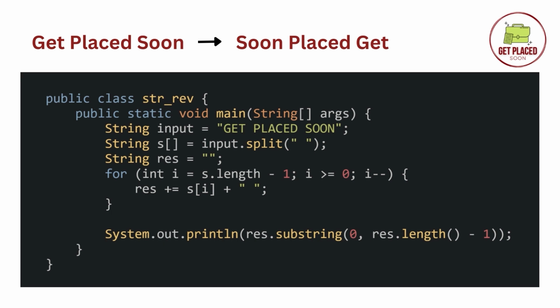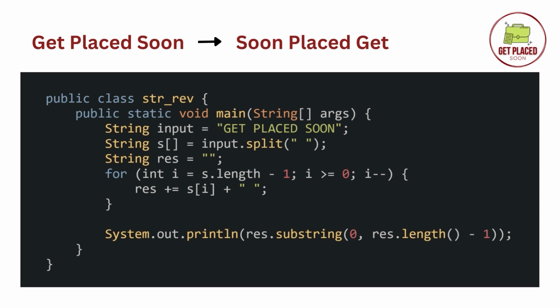After that, in the next line, we are creating a result string variable and we are initializing it with a null string. Now we enter the loop. As discussed earlier, the loop runs from the end of the array, that is s dot length minus 1, till it becomes 0. So the loop runs in reverse order. We decrement the i pointer till we reach 0. Inside the loop, we are adding the i pointer value with a space in the result variable.